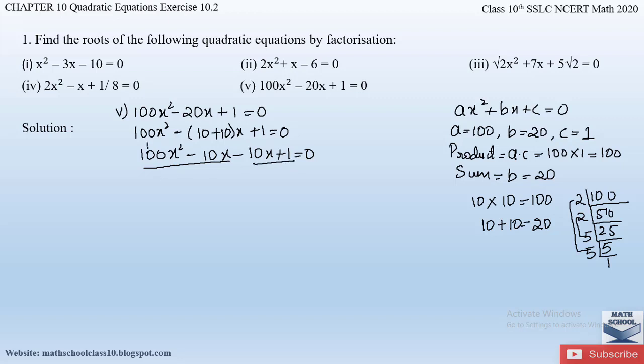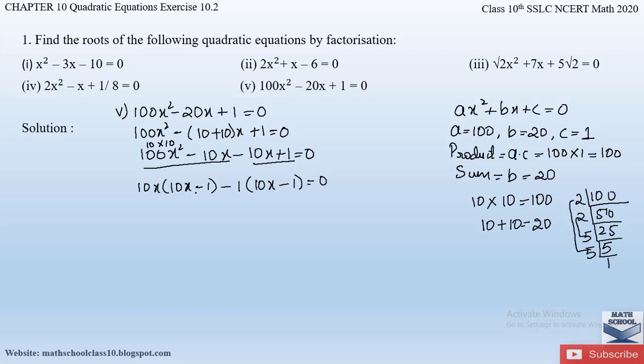Now let us take common between these two terms and these two terms. Now 100 can also be written as 10 into 10. So what will be the common? 10x we will take as common. So if you take 10x common, what will be left behind? 10x minus 1. Okay, 1 we are writing because 10x comes out. We will take minus here. Here nothing is common between these two terms, so we will take 1, and what will be left behind? 10x minus 1, with the plus becoming minus, so minus 1 is equal to 0.